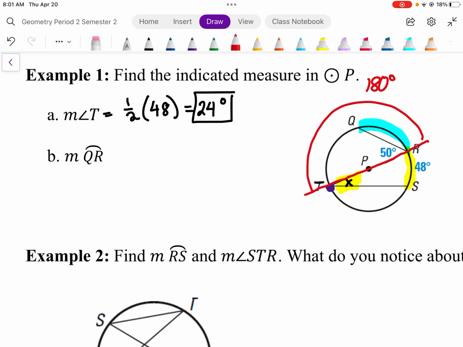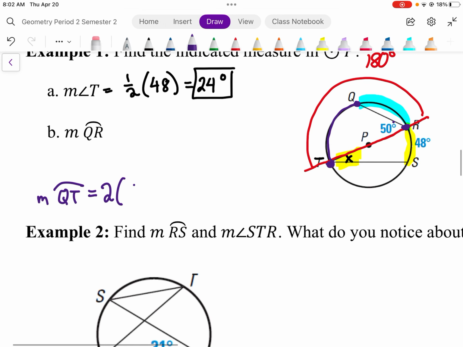We don't have enough information right now to find QR, but we have enough with this inscribed angle to find QT. So the measure of arc QT is twice or 2 times the measure of the inscribed angle that cuts it off, so 2 times 50. And that will give us 100 degrees. So if the whole thing has to be 180 and this portion is 100, to find QR, we're going to take 180 minus 100.